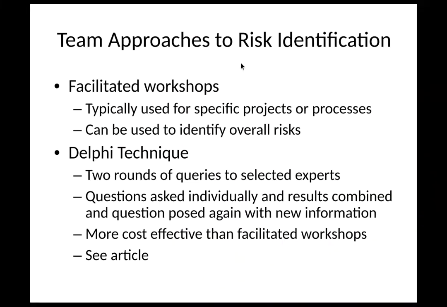So, team approaches to risk identification. We've kind of talked about, from the objectives, why an organization needs to identify risk. Now we're going into some of the different approaches from a team standpoint. And again, the reason why they're focusing more on the team aspect is because it is going to help you with that holistic aspect to address the 4 quadrants. So one of the first ways to do this is a facilitated workshop, which is typically used for specific projects or processes, but can also be used to identify overall risks.